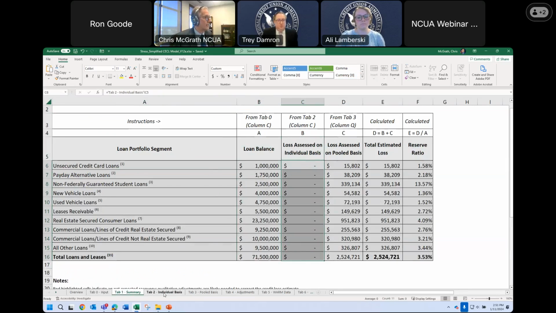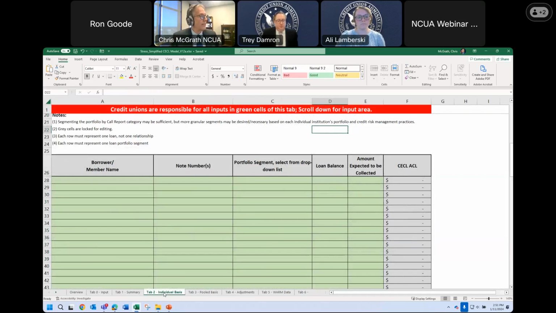So I'm going to go to the next tab, and these are the loans that are perhaps delinquent, where we have superior information about how they're performing. So these are the loans which do not share the same risk as all the loans in your loan portfolio. And one that usually comes to mind is new auto loans. So I'm going to say borrower, Mr. Auto Borrower, note number 123.